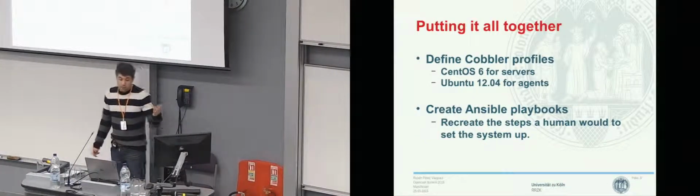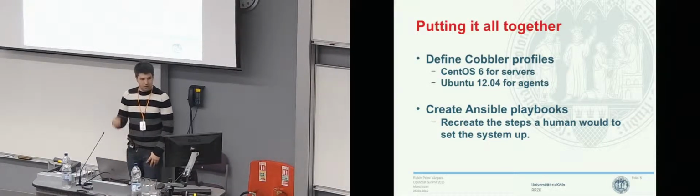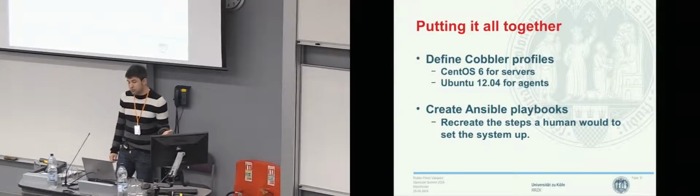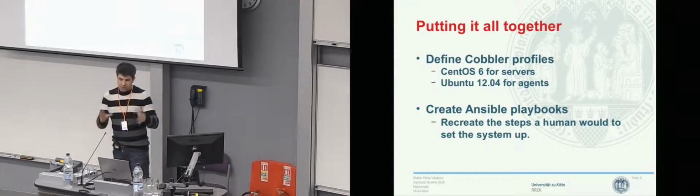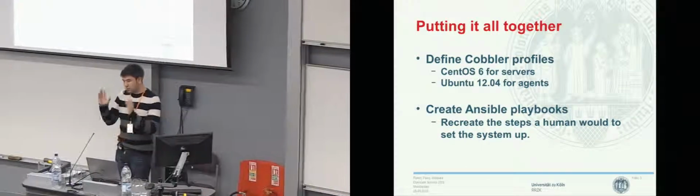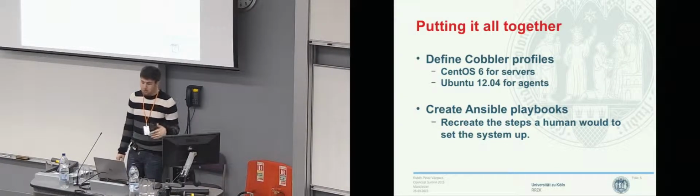So yeah, what we basically did this past winter semester is define the Cobbler profiles that we wanted to use. We are using CentOS 6 for the servers and Ubuntu 12.04 for the capture agents. After defining the profiles, which is in terms of saying, okay, we want this much hard drive for this partition, and we want this user defined, and we want these packages installed, then Ansible takes over and installs the rest, whatever configurations you need and everything.